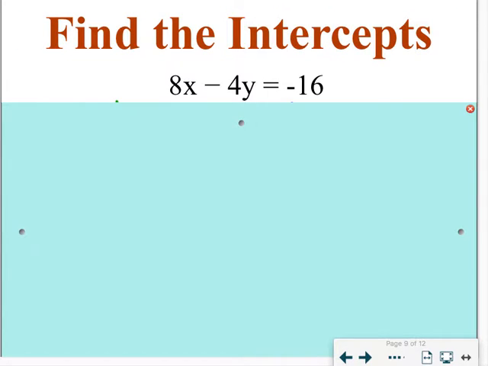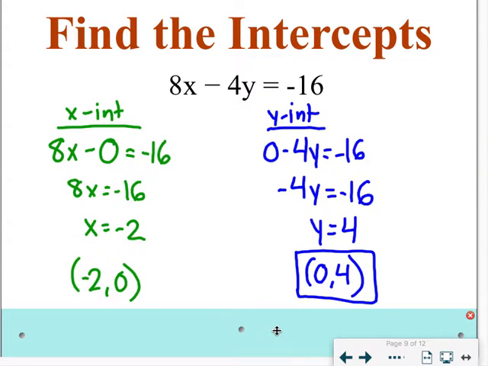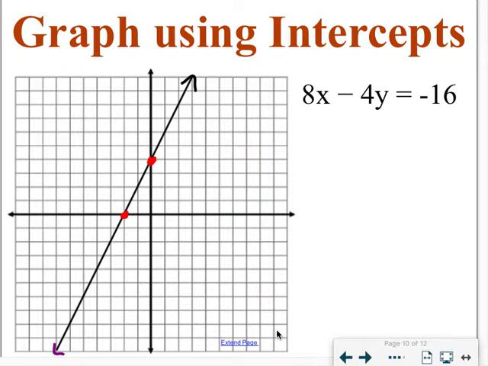Go ahead, try this on your own, find the x and y intercepts, and then put it on a graph. The x-intercept is -2, 0. The y-intercept is 0, 4. When you put that on the graph, it should look like the following. If you have questions about this type of problem, please let me know when you get to class.